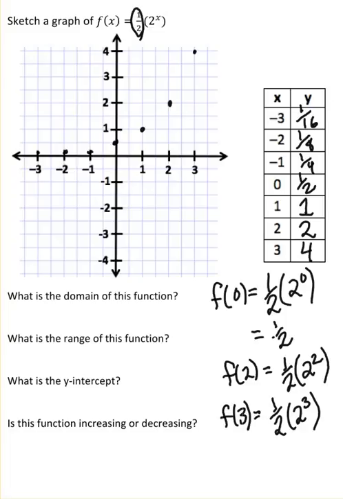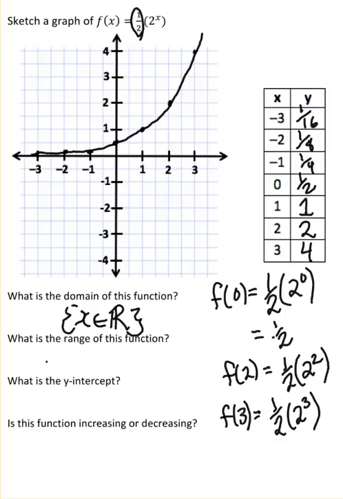So my function still looks the same shape, but it's going to be just all compressed a bit. It looks kind of like someone sat on it, it's just a little bit squished. The domain you can see is going to stay exactly the same here. We still have x as an element of all reals. Any x value is still allowed.